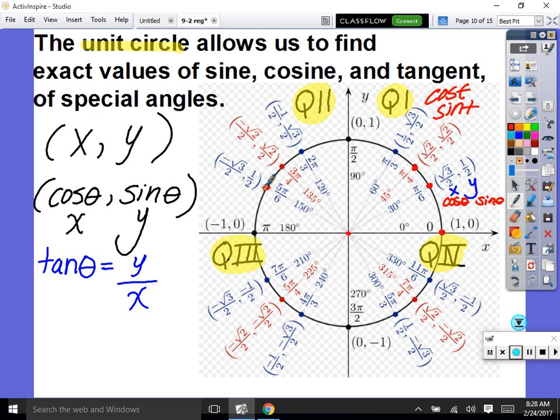Look at my x values. They're all negative, but my y values are all positive. So our points make sense here. Does everybody see how it works? So you would say that in this quadrant, our cosine is negative. You see how our x values are negative? But our sine values would be positive.